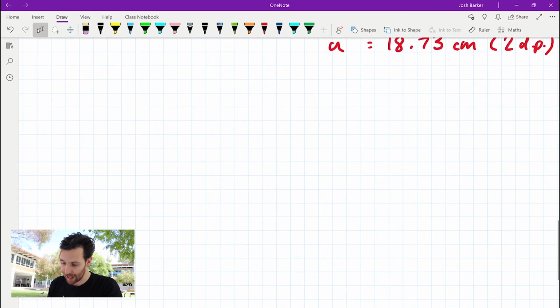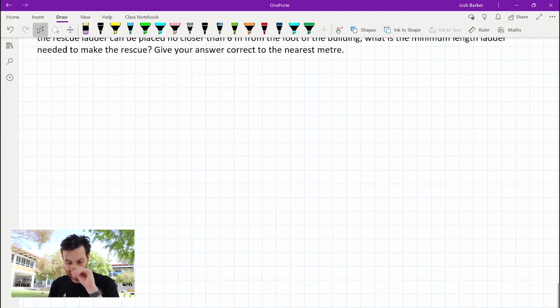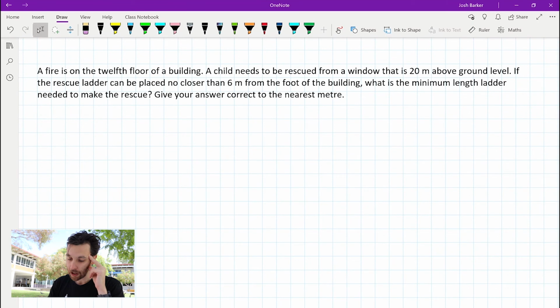Okay, so they're both from the first lesson for the week. Jumping ahead to the second lesson, where you have to use Pythagoras to solve practical problems. So this is the example for lesson 2.